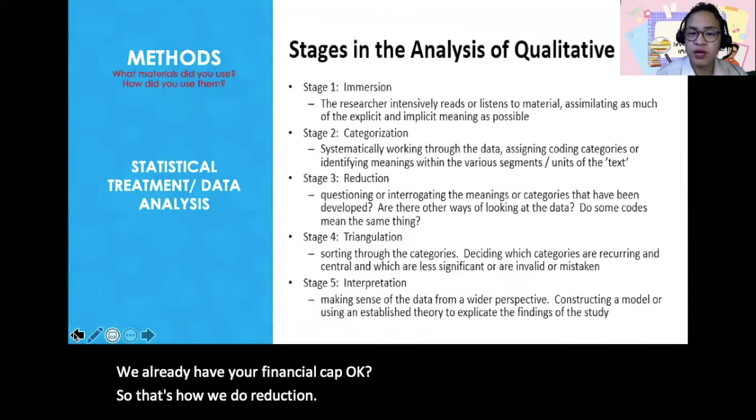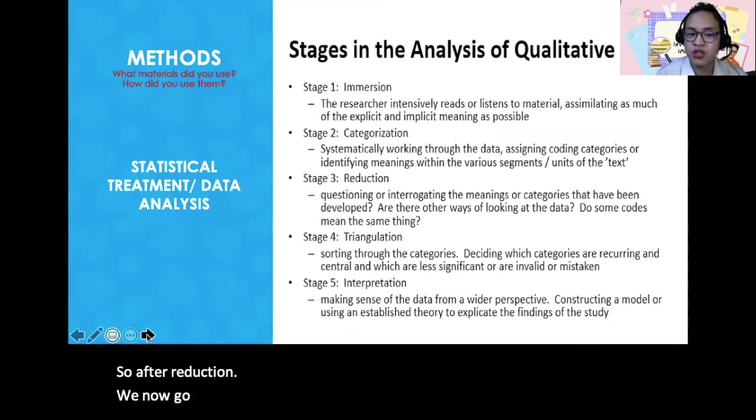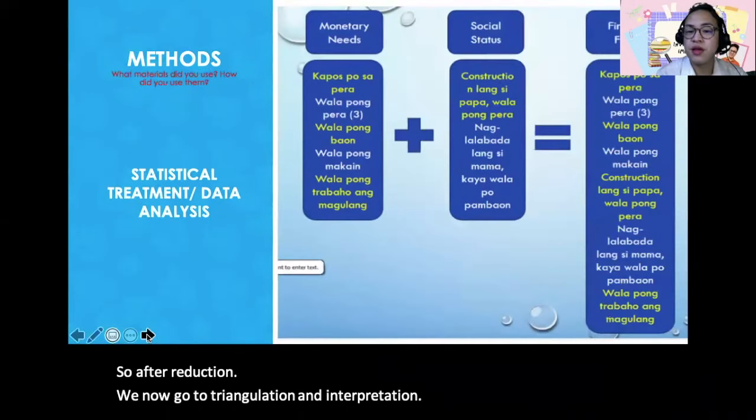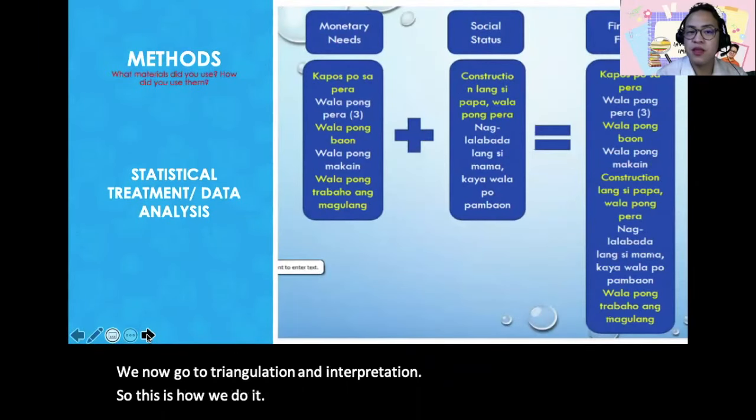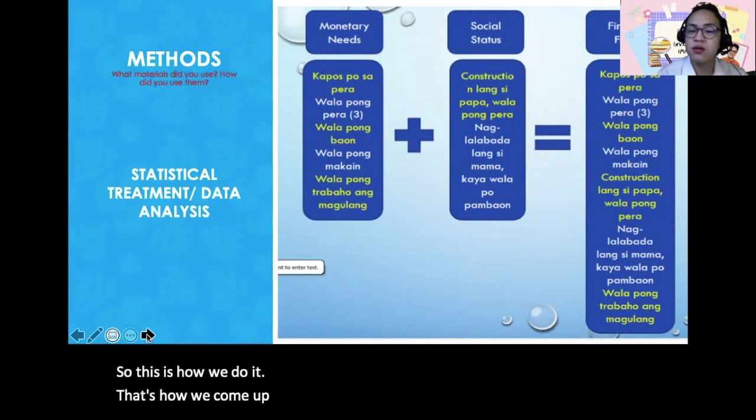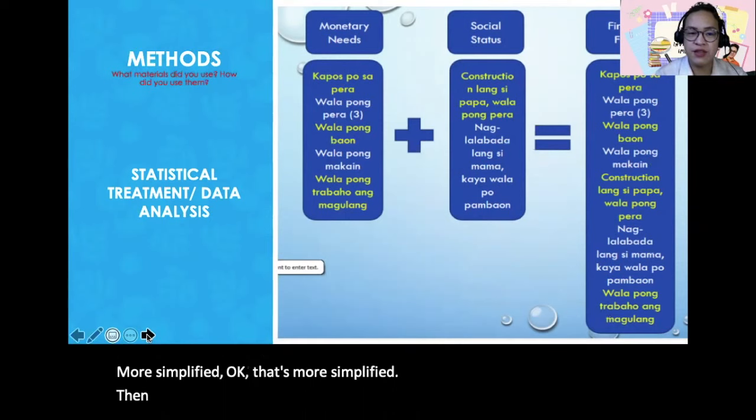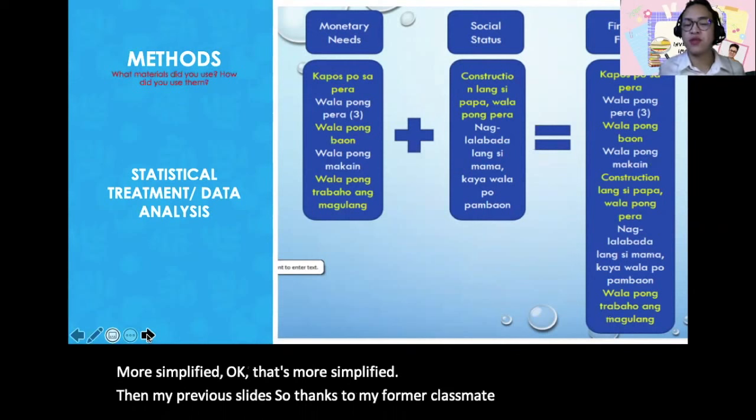After reduction, we now go to triangulation and interpretation. So that's how we do it. That's how we come up with themes. More simplified, okay? That's more simplified than my previous slides. Thanks to my former classmate for sharing this slide with us.